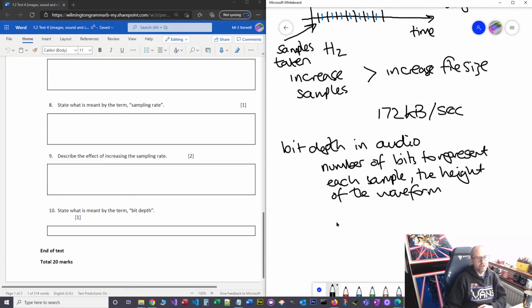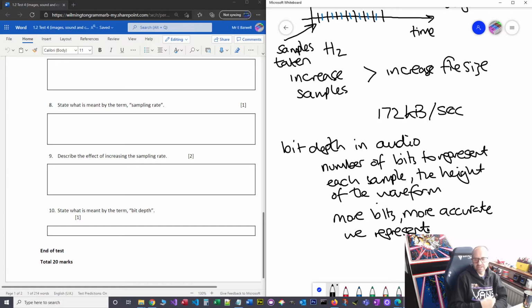So again, the more bits, the more accurately we can represent the volume. Now they said state, but I'm just going that little bit further. I'm going a lot further, okay, because I'm using this as a recap as well. The amplitude or volume of the wave at that particular moment in time when we did that sample. So if I don't use enough bits, then I'm not going to very accurately record that.